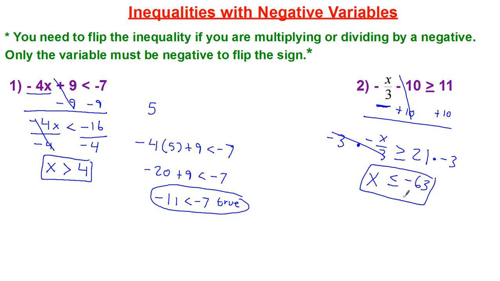So it could be negative 62, negative 61, negative 50, negative 2, 0. Alright, I'm sorry, I said it in reverse. It could be negative 64, negative 65, negative 66. Just anything less than negative 63. Alright, let's go over a few more problems.